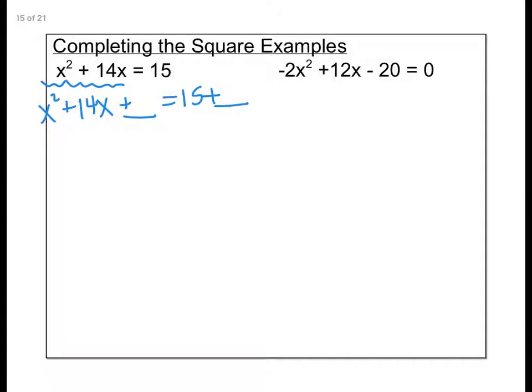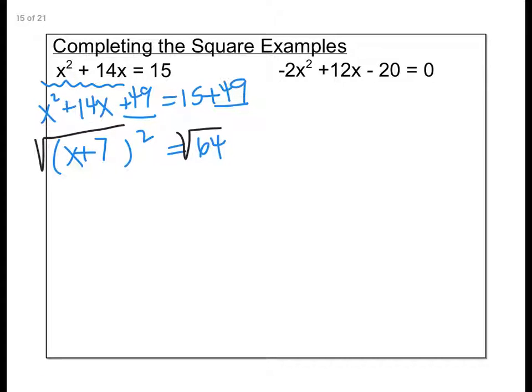So keep in mind the goal is to turn the x squared plus 14x plus a number into x plus something squared to make our life easier. So to get the number that goes in the parentheses, I have to take half of 14, which is 7. That's what's going to go there. So I have x plus 7 squared. I'm going to square 7 to give me 49. So 49 is what I'm adding to both sides. So now x squared plus 14x plus 49 becomes x plus 7 squared. And 15 plus 49 is 64. Now I can move on to solving using square roots like we learned yesterday.